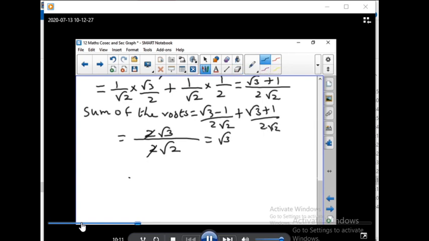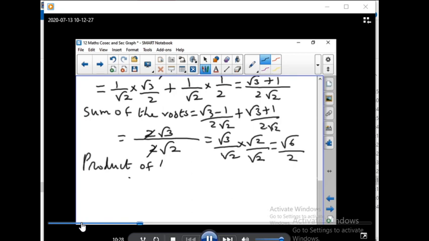So, root 3 by root 2, we multiply numerator by root 2 and denominator also by root 2. So, numerator becomes root 6 and denominator is root 2 into root 2, which is 2. Then we have to find the product of the roots. So, we multiply both.